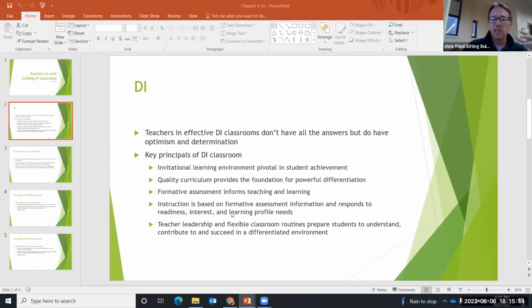is based on formative assessment, like I've talked about, looking at the readiness, the interest, and the learning profile needs. I believe it was last week, or maybe the week before, where we talked about student readiness, student interest, and their learning profile, right? So the learning profile could also be based on multiple intelligences, right? Different ways that students learn.